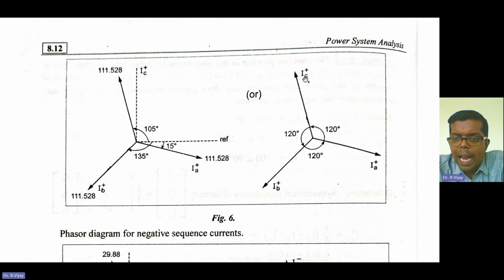The phase shift between the IC positive and the IB positive is again 120 degree, and the phase shift between the IB positive and IA positive is again 120 degree. So this is the normal phasor diagram, you know. So now with the problem, what is the thing we got is IA positive?